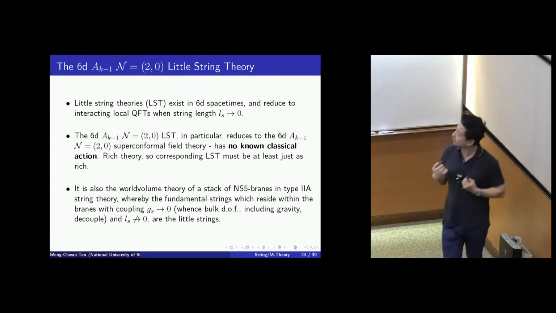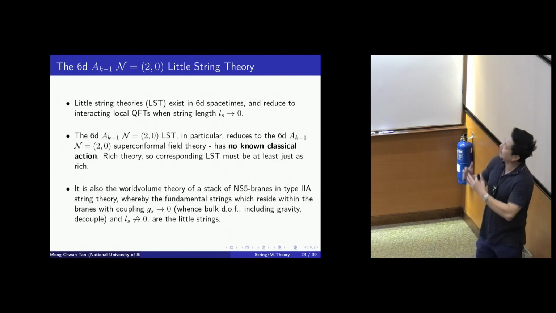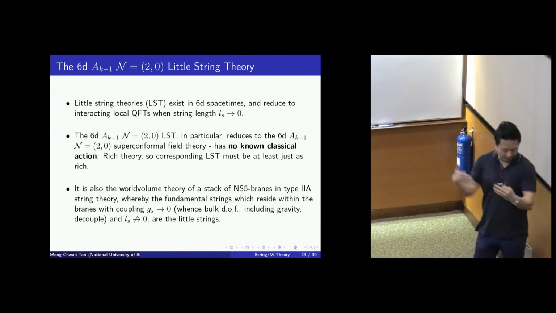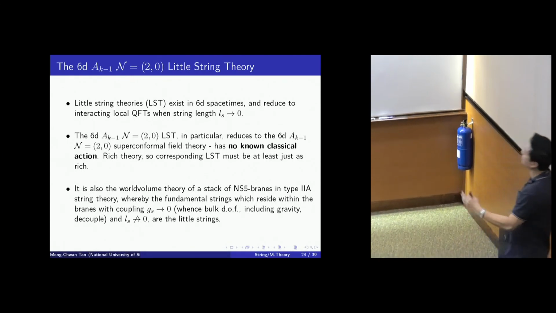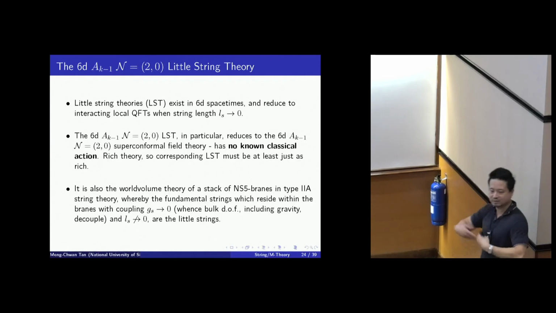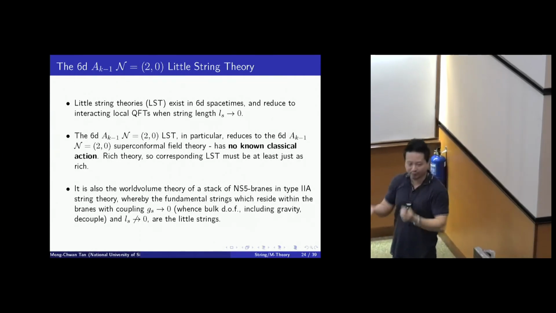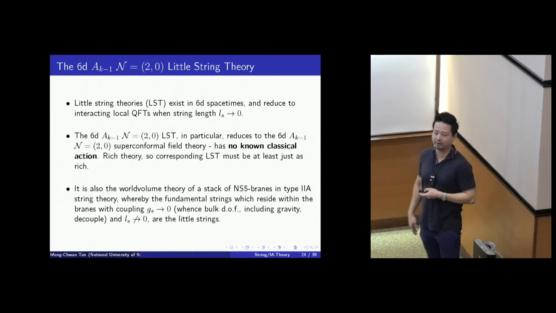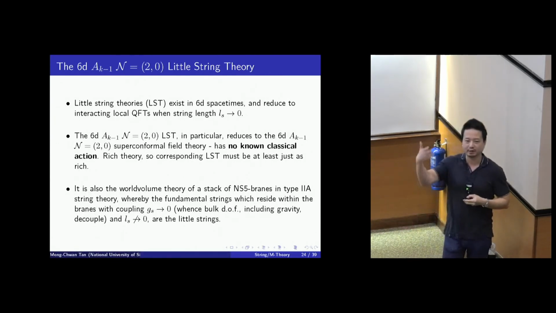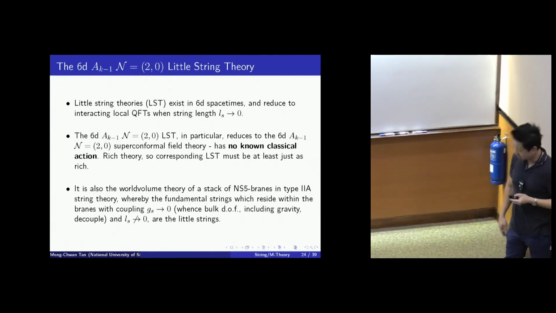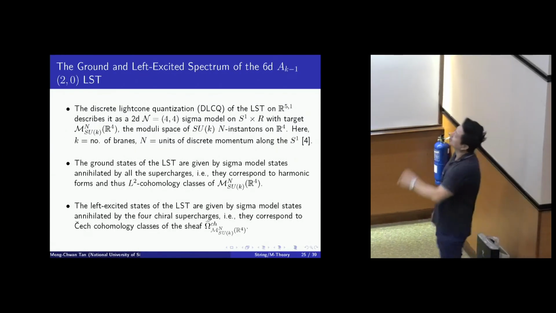And as I mentioned earlier on, it's also the world volume theory of a stack of NS5-branes in type IIA string theory, whereby the fundamental strings which reside within the branes have coupling going to 0. So bound degrees of freedom, including gravity, decouple, but the string length is not 0, so you still see stringy degrees of freedom. And these are the little strings that we're studying in the NS5-brane of type IIA. Kim Young will say a bit more this Friday on these things and about T-duality, explicit verification of T-duality.